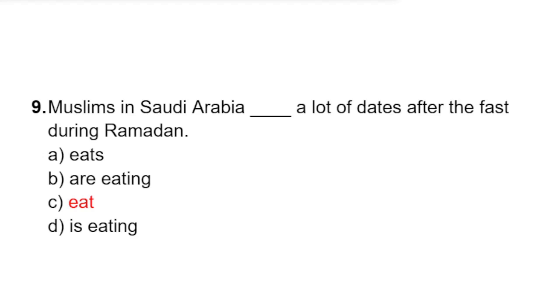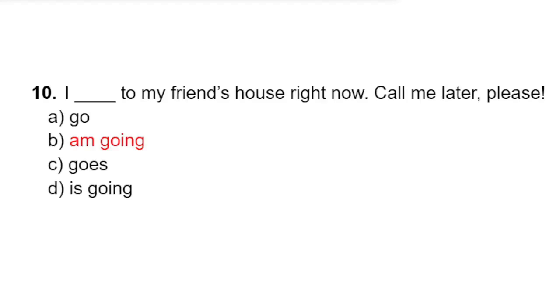The last question, number 10. I am going to my friend's house right now. Call me later, please. We understand from the sentence that the person is on the way, he's on the road, perhaps driving the car or walking. And of course, the term right now tells us the action is happening now. So in this case, it's the present continuous.